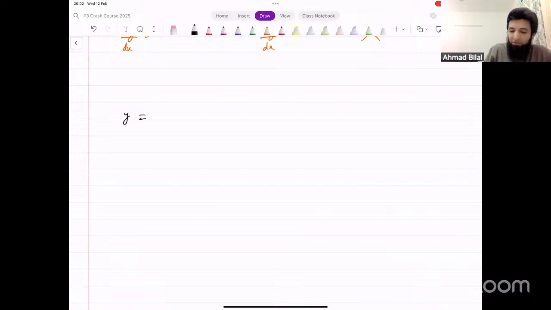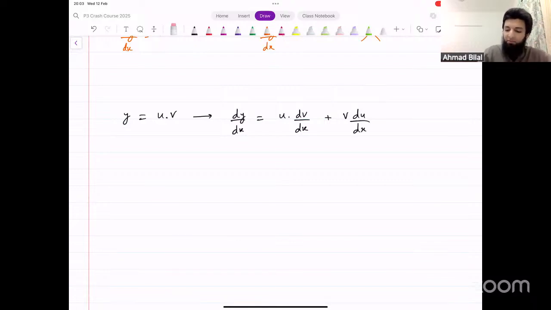y equals u times v. If we have a function of this form, y equals u times v, where you have two expressions multiplying, the derivative of that, dy over dx, is equal to u times dv over dx plus v times du over dx. Okay, it's written like this in the formula sheet. u into dv over dx plus v into du over dx.